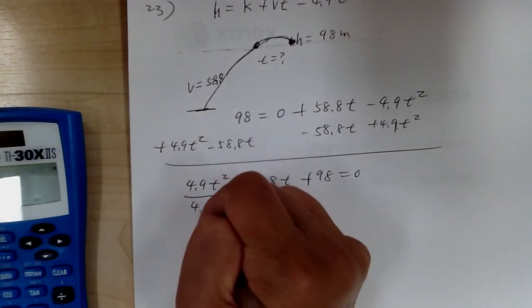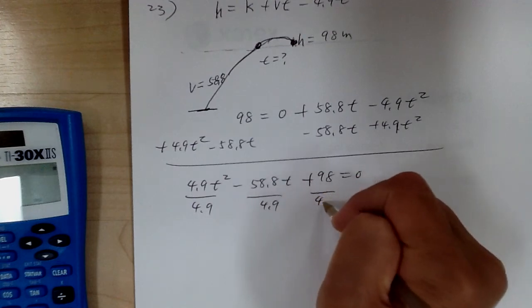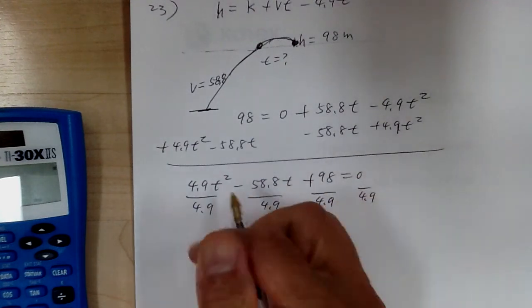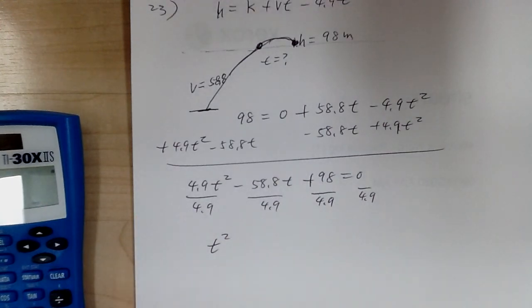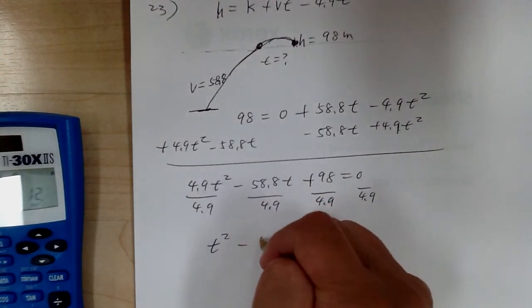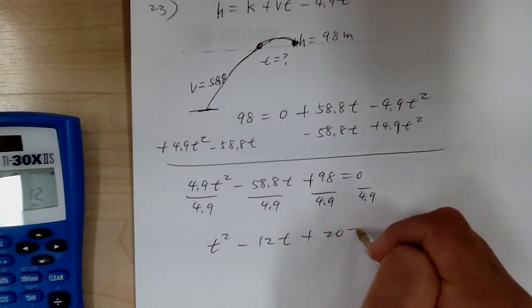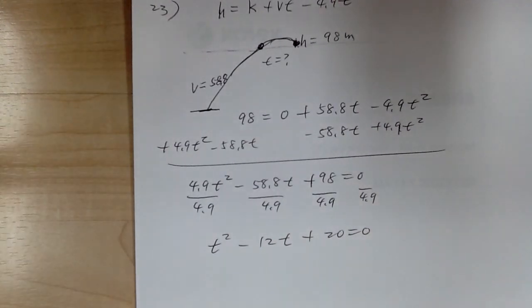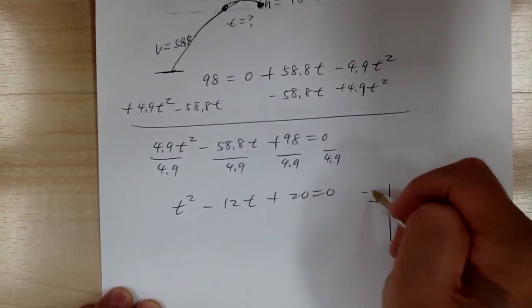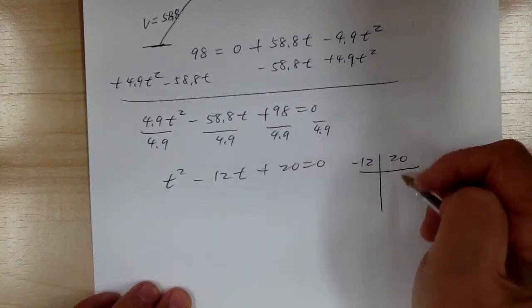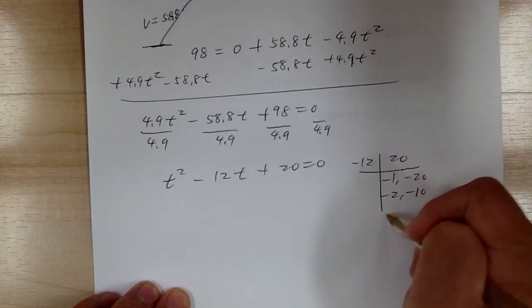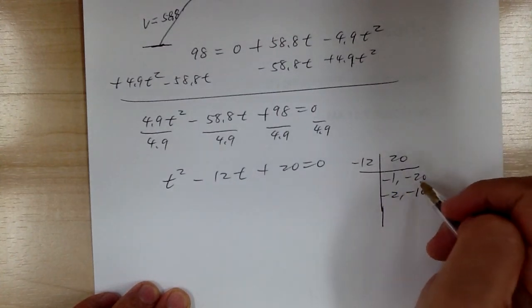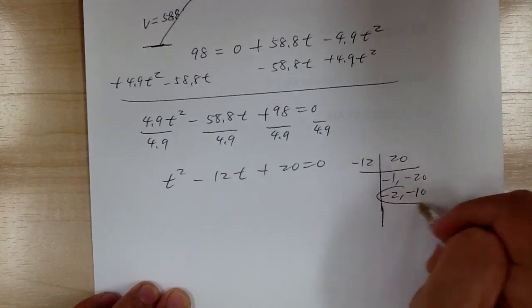So if I divide by 4.9, so I get t squared. So let's see if it works. 58.8 divided by 4.9, okay, so it comes out minus 12t plus 20 equal to 0. Okay, so now you can go and do the factoring. Okay, so negative 1, negative 20, negative 2, negative 10, and that's it. Okay, double check.